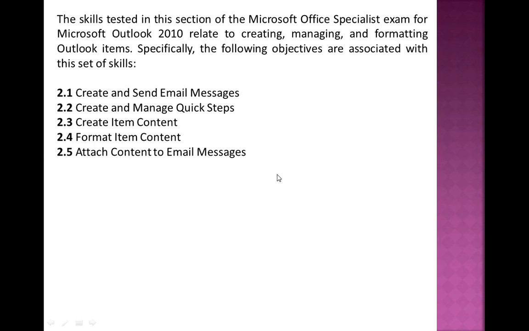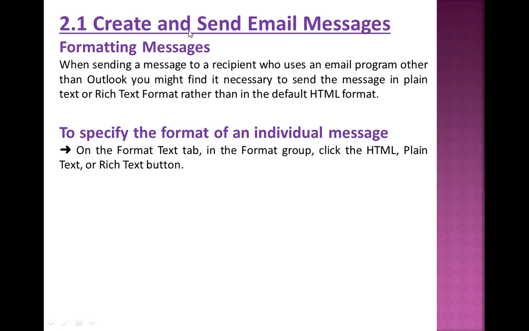2.1 is how to create and send email messages, means how to compose the messages and how to send the messages. Then 2.2 is create and manage quick steps. There are multiple quick steps that are available to send the messages. Next, how to create item content, how to format the item content, then how to attach the contents to an email message. So let's start with 2.1, that is how to create and send email messages.